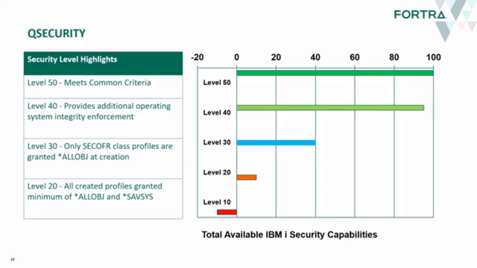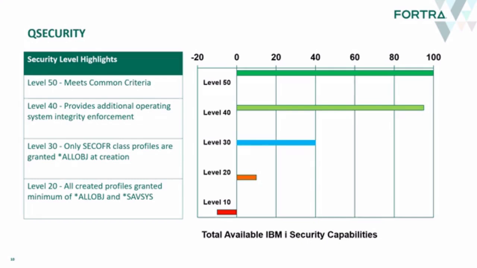Level 30, QSECOFR class profiles were the only profiles granted all object, and this is also true at level 40. What is different at level 30 is that there is a way that you can access user profiles through job descriptions without having to have private authorities set to those user profiles.